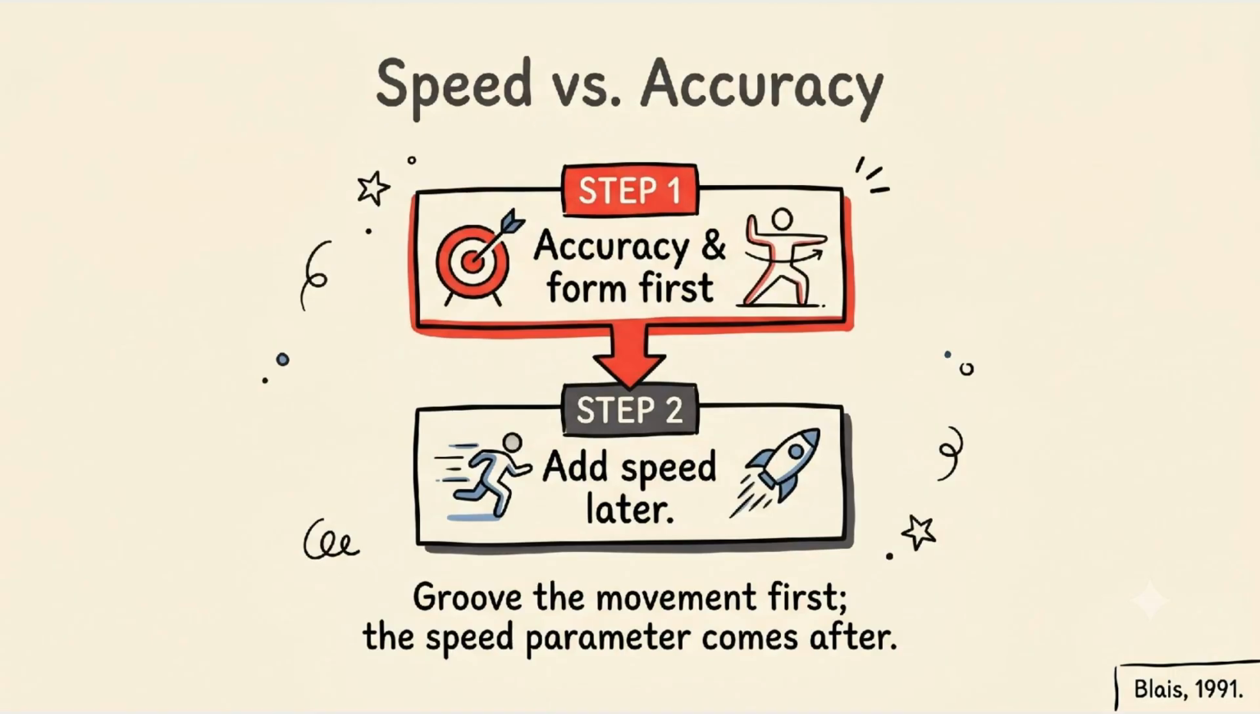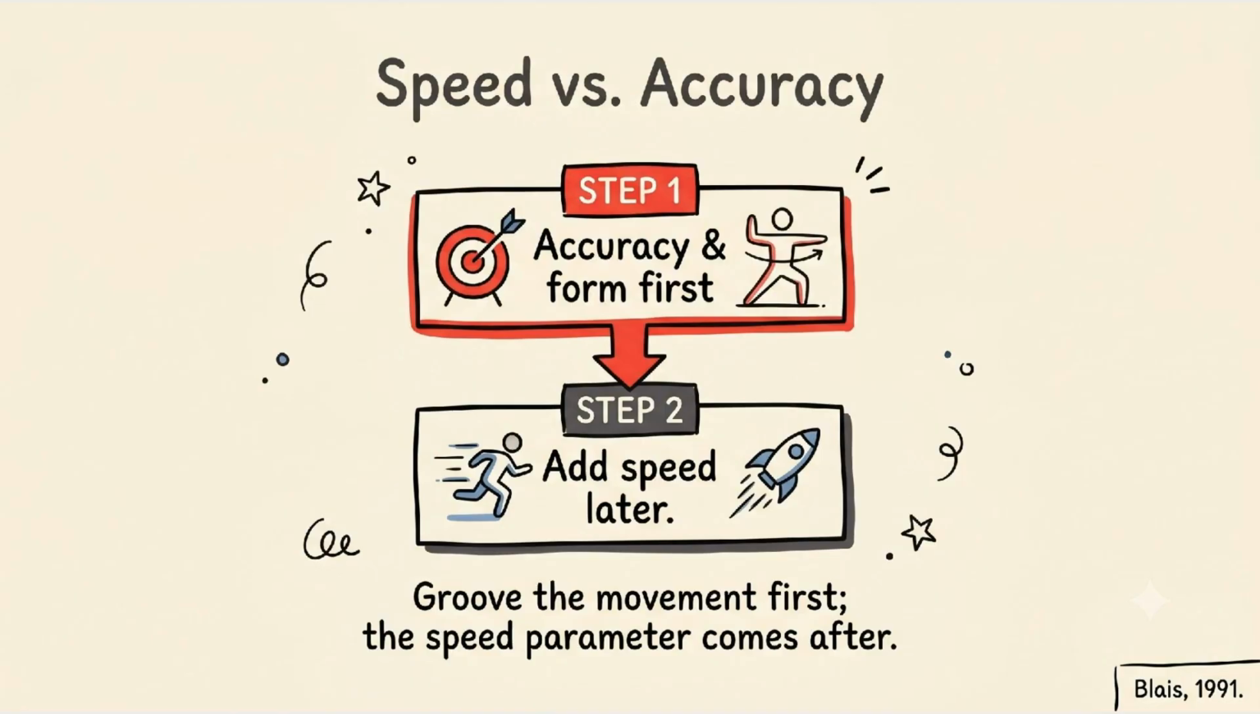The group told to emphasize accuracy built a stable, well-formed movement pattern. And here's the kicker: that accuracy-first group eventually became the fastest overall once you accounted for the time lost correcting errors. The groups pushed towards speed locked in fast but sloppy movements that cost them later. The principle, which fits both motor program and dynamical systems theory, is that the movement pattern is the invariant core, and speed is just a parameter you can dial up later. So groove the form first, then add the tempo.